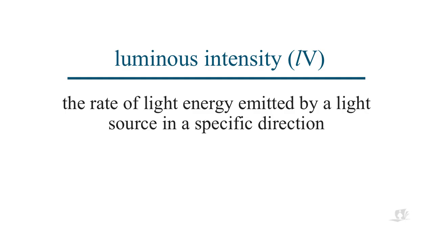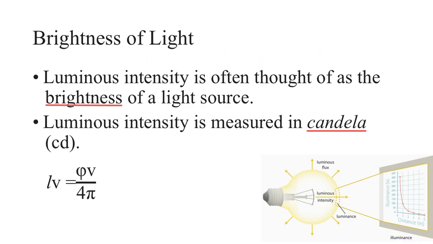The next thing we're going to talk about then is the intensity. The intensity is the rate of light energy emitted by a light source in a specific direction. So flux is in all directions. Intensity is in a specific direction. We often think of this as the brightness of it. So we often think of intensity as brightness. Luminous intensity is thought of as the brightness. And the way this is measured is called a candela. Candela. It is abbreviated CD.